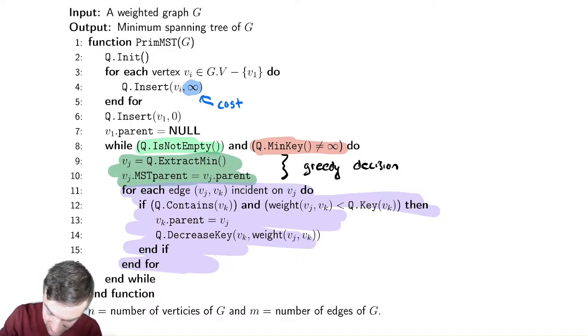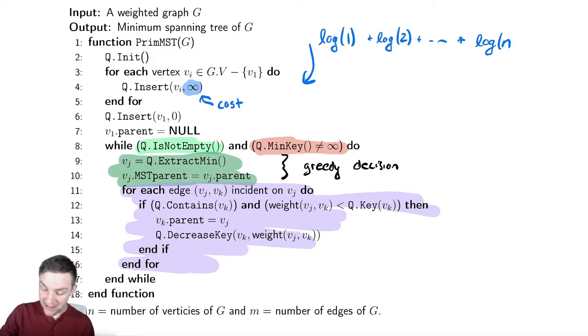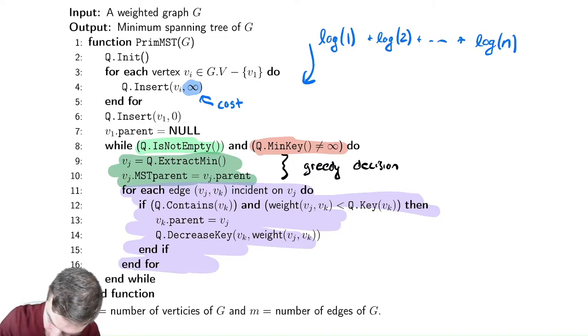For the code up top, lines 3 through 5, the first run is going to have one element in the priority queue, and then two elements, and then all the way up until we have n elements in the priority queue. We have seen this exact summation, the sum of logs, where we're increasing the value by one a bunch of times. I'm not going to go through it here, but this code is in theta of n log n.